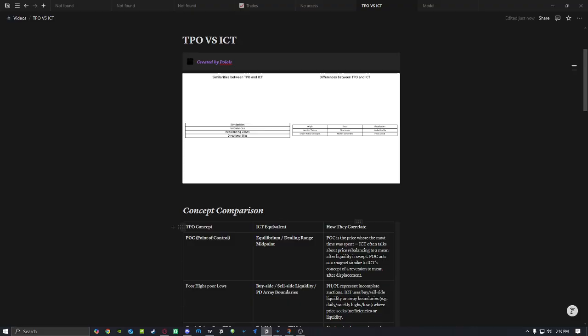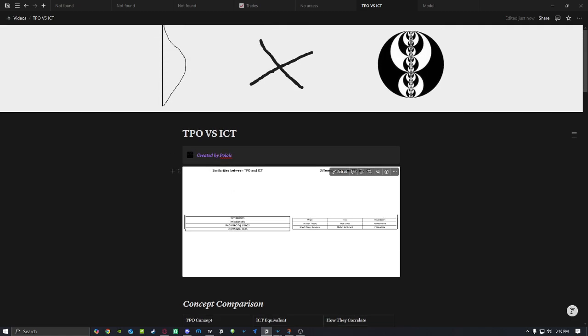Okay, so today I'll be going over ICT versus TPO. And yeah, let's get started. So I built a little Notion here, Power 3 versus AMT. And I'll be giving this Notion out for free too.